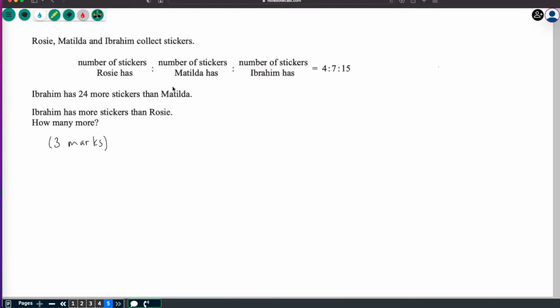Okay, so we have Matilda to Ibrahim is 7 to 15. What is the difference in the number of parts? That's the key question here. How many more parts of the ratio does Ibrahim have?